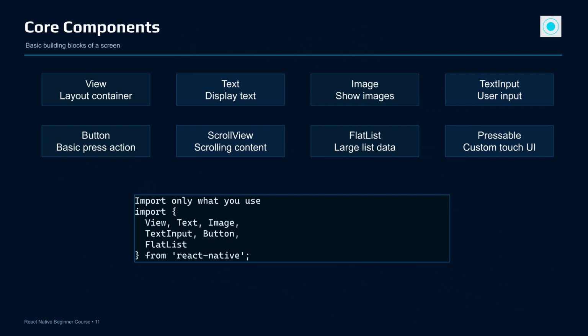To build your app, you will rely on core components: View for layout, Text for content, Image for visuals, and TextInput for user input. For interaction, use Button and Pressable. As you get more comfortable, you will use ScrollView and FlatList for handling larger amounts of content and list data efficiently.